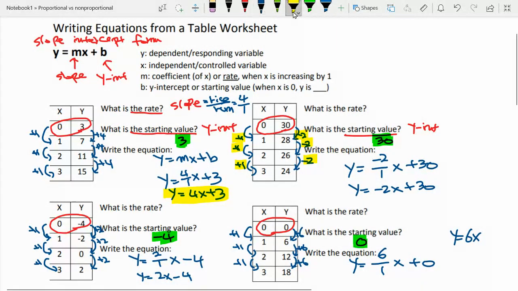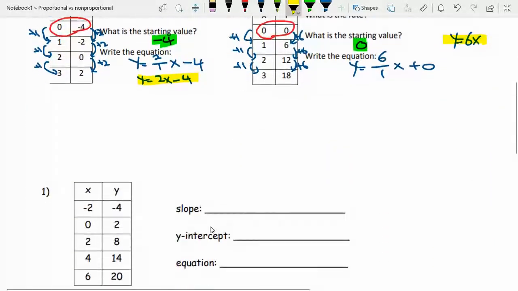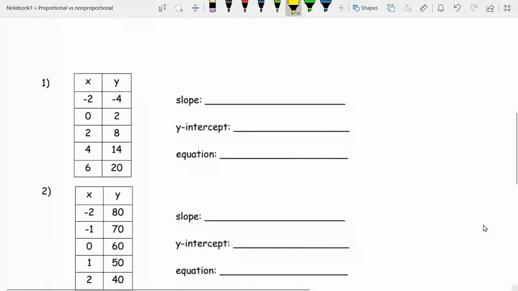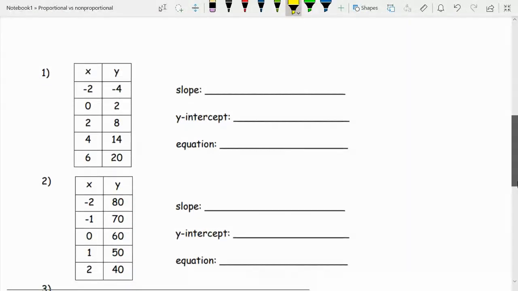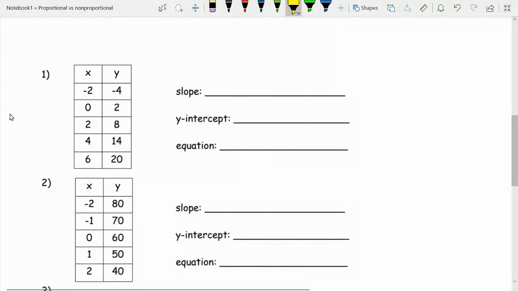So I'm going to highlight all the answers. Okay, let's go over it a bit more slowly. I'm going to go over only 2 questions here. A bit more slowly. All right. I need to find the slope and y-intercept so that I can find the equation.